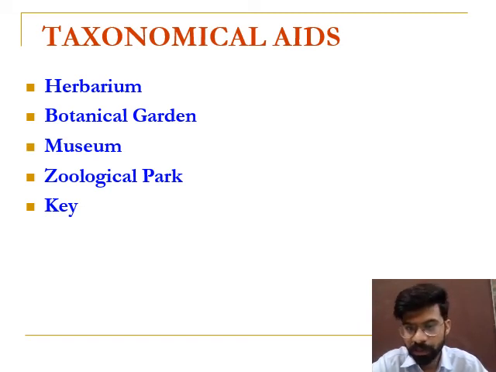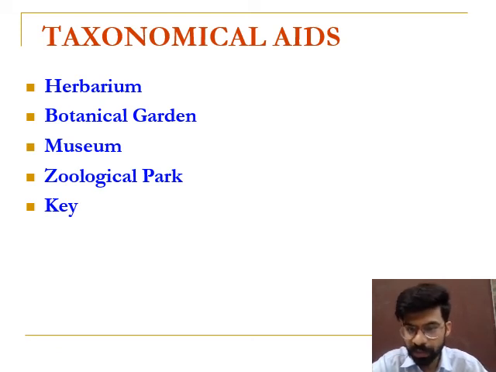Next is zoological park. Zoological park is an area in which different animals of different localities are preserved in cages, so that we can visit and identify the different habitats of an organism and different habits of that particular animal.